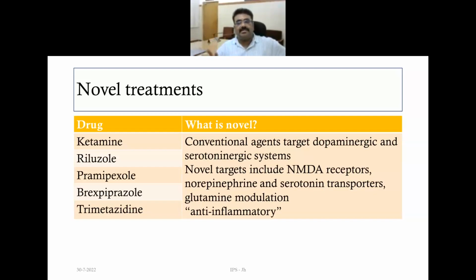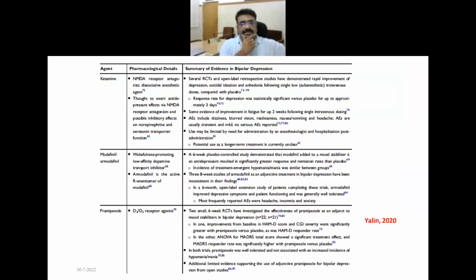And some of them tend to have anti-inflammatory properties, which have been utilized in the treatment of bipolar depression, with the understanding that inflammation could be contributing to the pathophysiology of bipolar depression. So I think I'll just touch upon this a little briefly. I'm not going to go into the evidence.